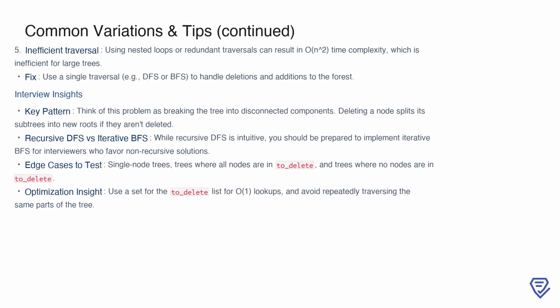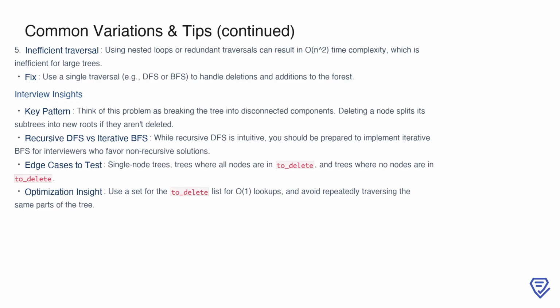Now, let's focus on some interview-specific insights. A key pattern here is to think of the problem as breaking the tree into disconnected components. When you delete a node, its subtrees become new roots if they themselves aren't deleted. This conceptual approach simplifies the logic.